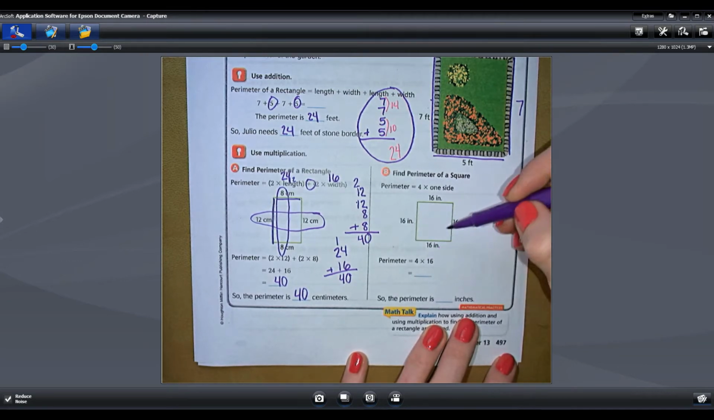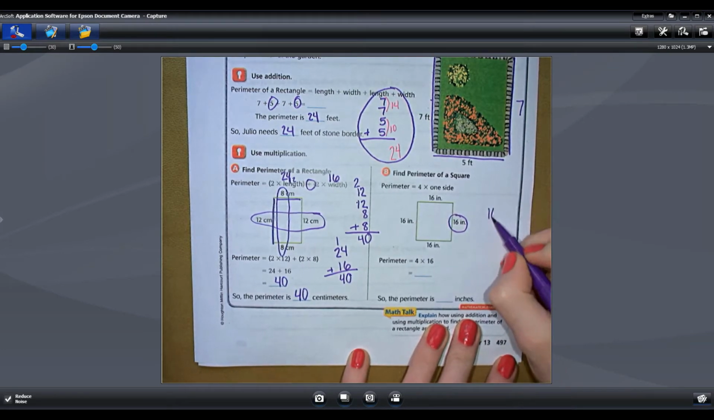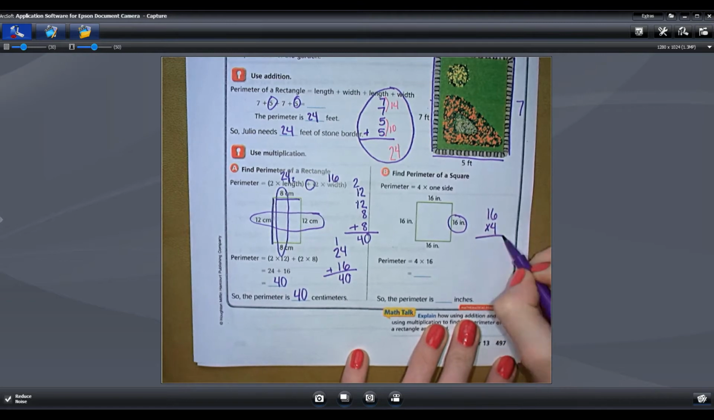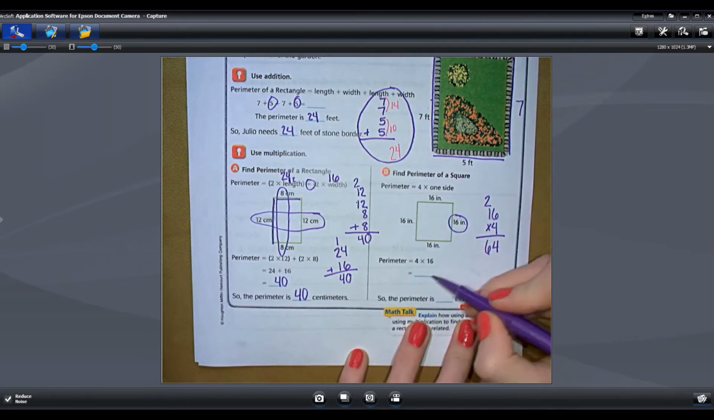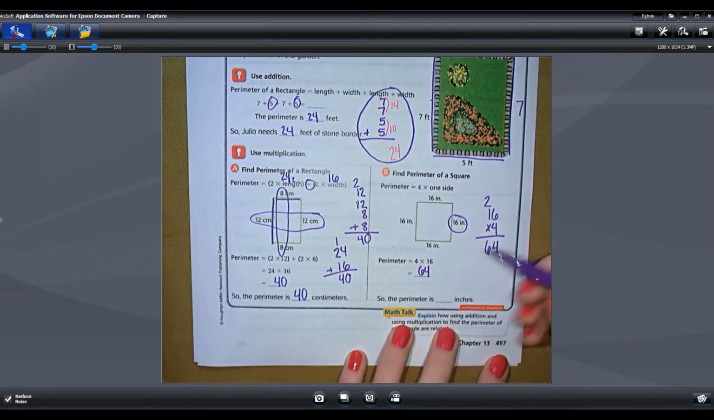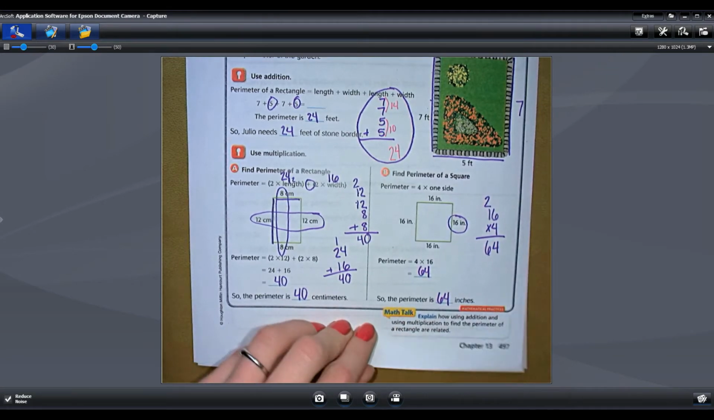Okay, in a square, since all four sides are the same, you can just take what one of the sides is, 16, and multiply by 4, like a short turtle head problem. Okay, 6 times 4 is 24. 4 stays, 2 goes up. Okay, 4 times 1 is 4, plus 2 more is 6. That would be 64. The perimeter is 64 inches. Okay? All right, let's go on to the next page.